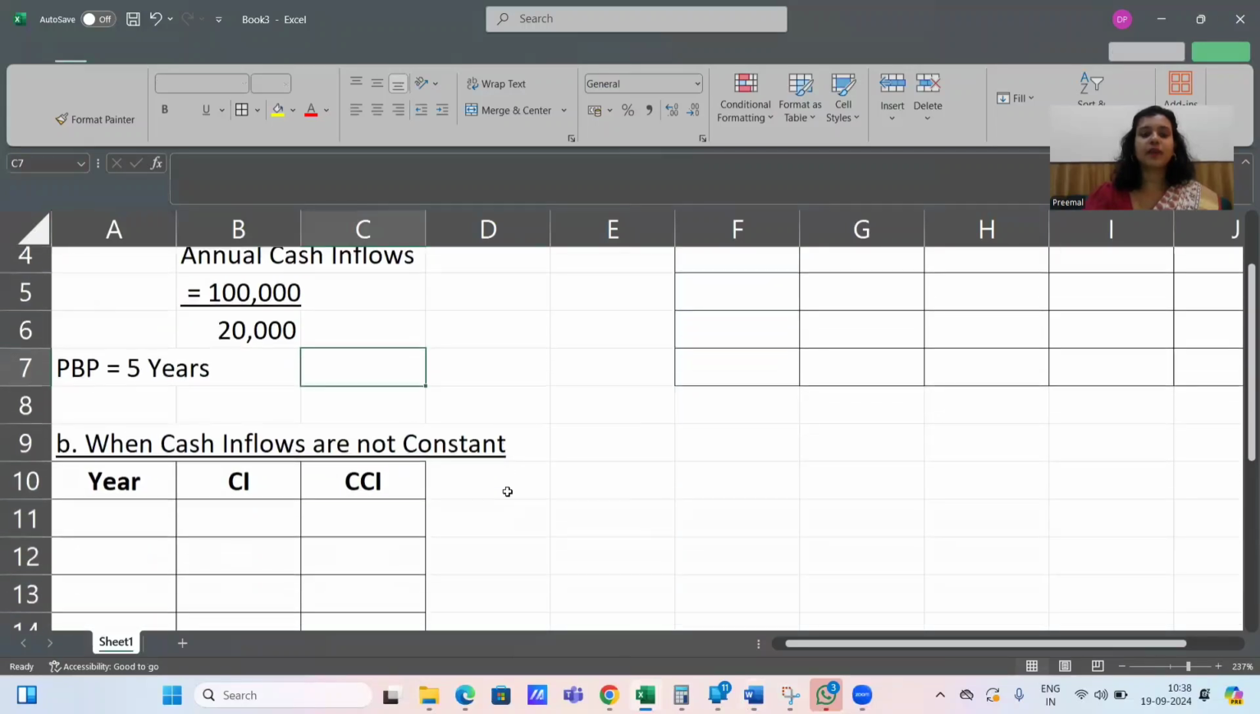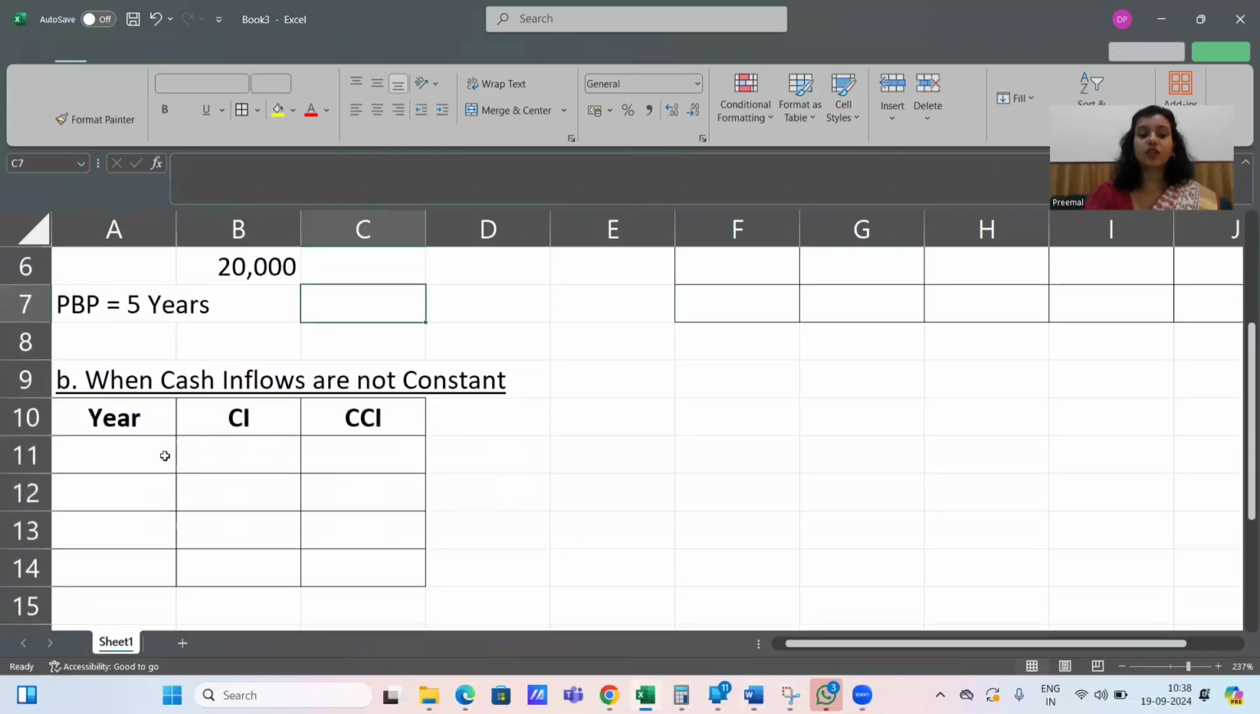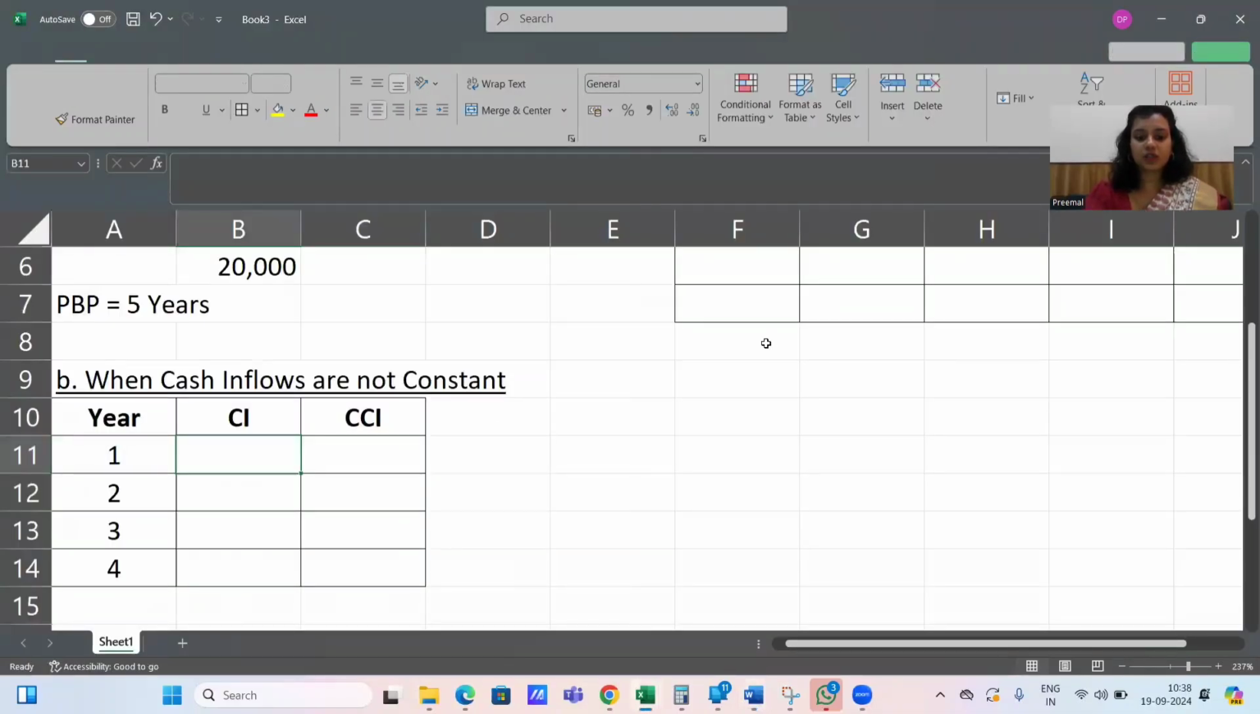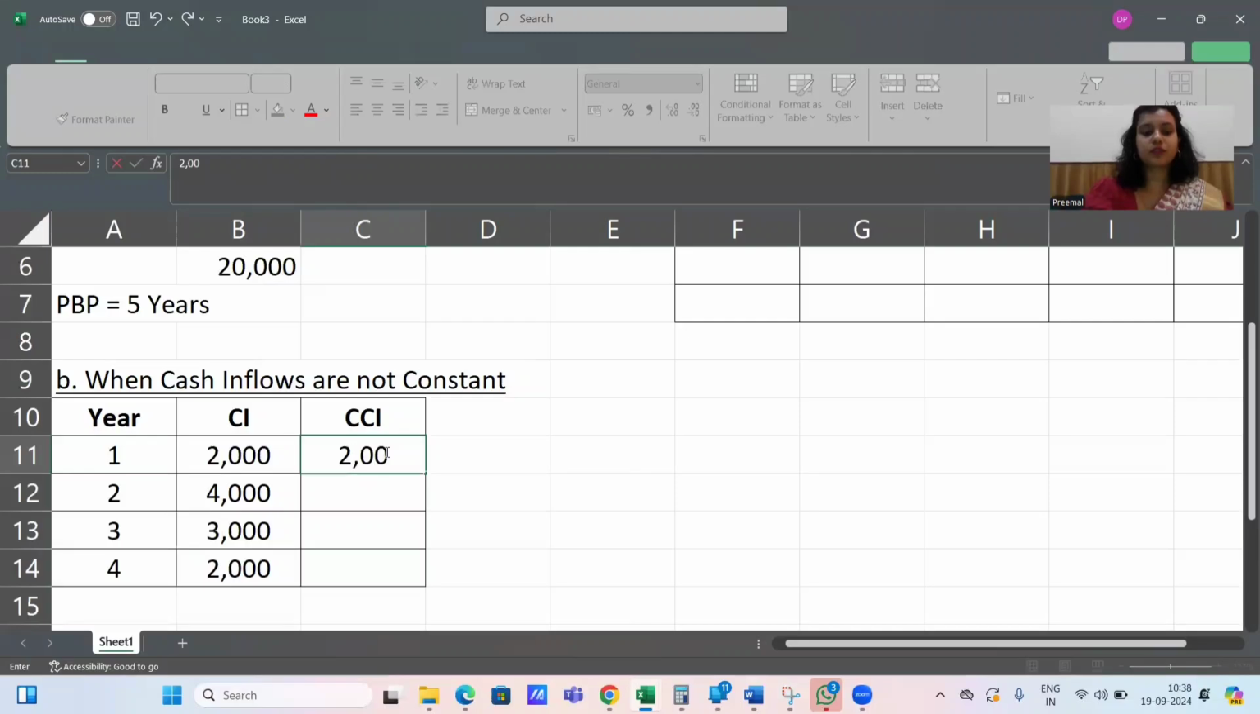For this, we'll have to prepare a small table where we find out the cumulative of these cash inflows. There are 4 years given to us and the cash inflows provided to us are 2,000, 4,000, 3,000 and 2,000. Mention that under your cash inflow column. Now you'll have to start accumulating the cash inflows at the end of every year. So at the end of the first year, the total cash inflows are 2,000. At the end of the second year, the total will be 2,000 plus the cash inflows of the second year. And you go on adding that way.